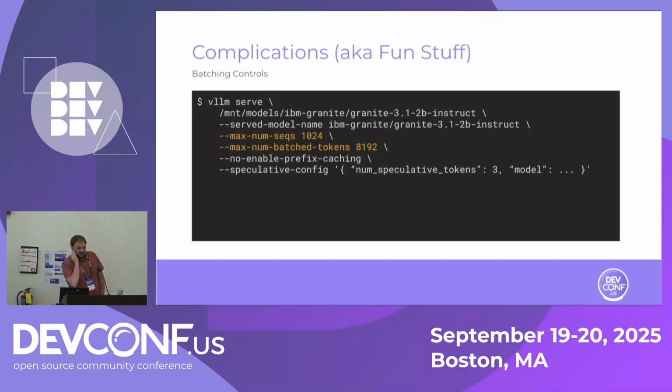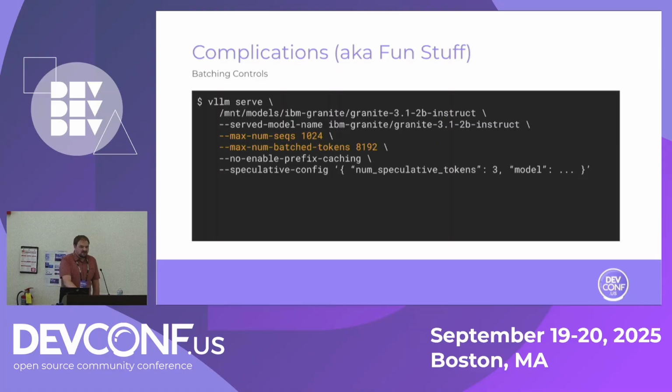There are also some complications. These are features that a lot of model servers have that might get in the way of your benchmark results being good. The first is batching controls. vLLM supports 2, maybe more. These are the 2 main ones we have to play with.